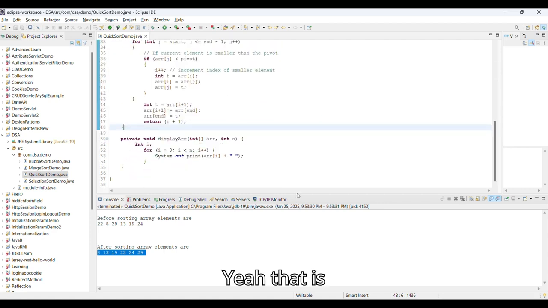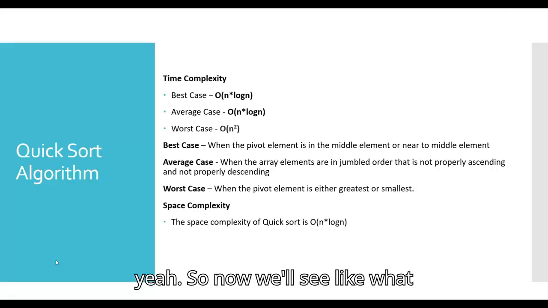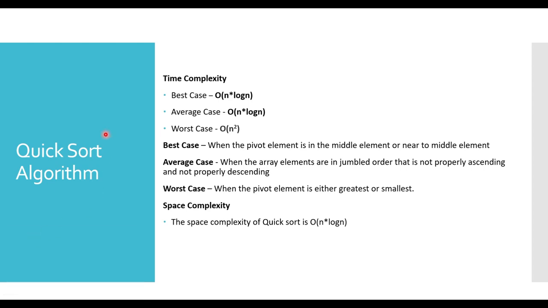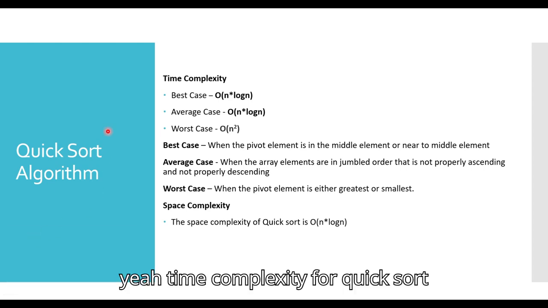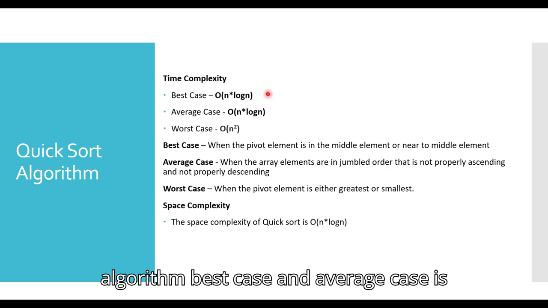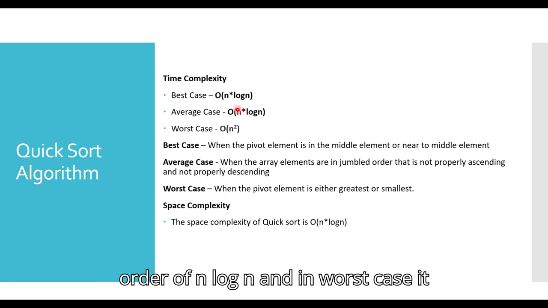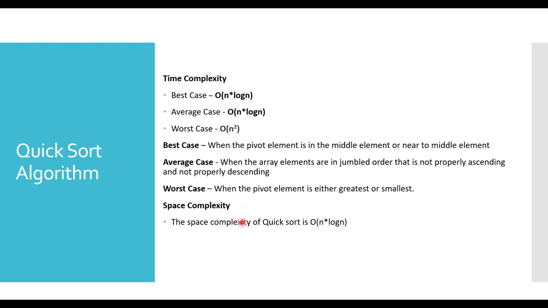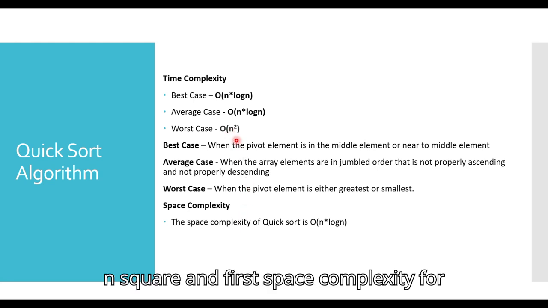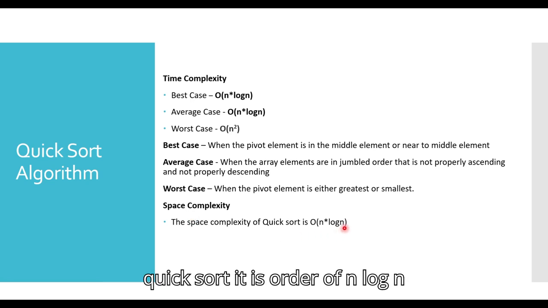Now we'll see the time complexity for the quicksort algorithm. The best case and average case are order of n log n, and in the worst case it is order of n square. And the space complexity for quicksort is order of n log n.